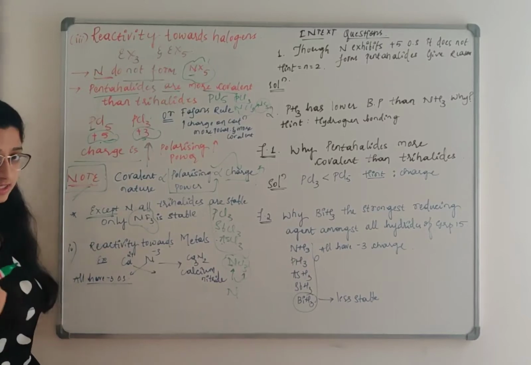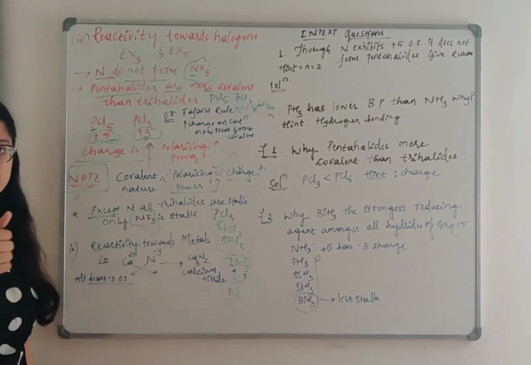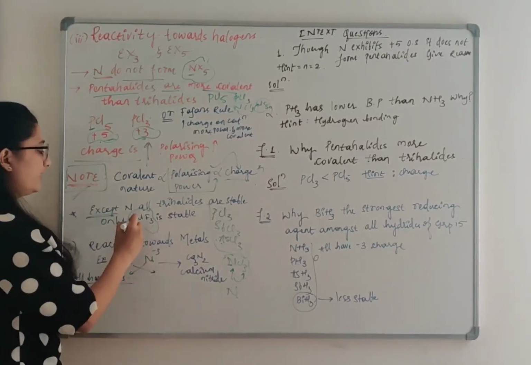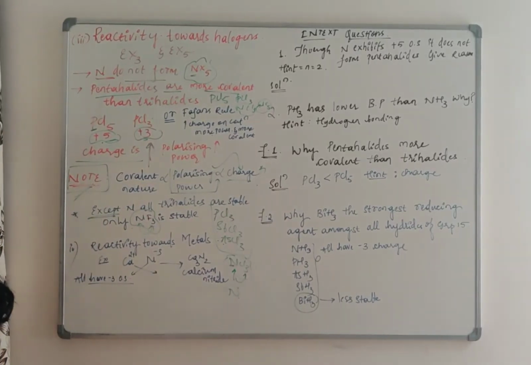Why NF3 is stable, you can easily explain here. When we compare the halogens like Cl, Br and I, the size of F is very small. So there is a stability that takes place here. So you have to remember.